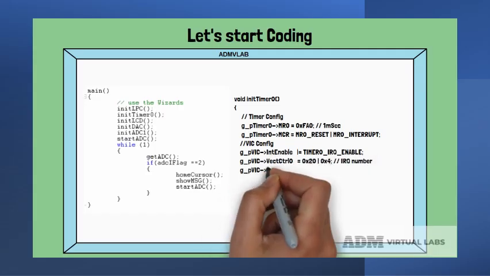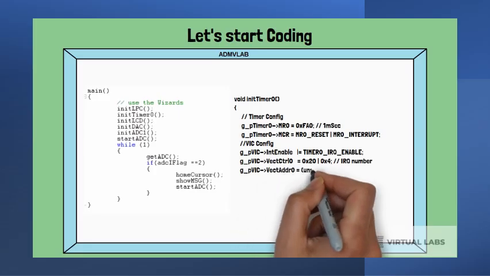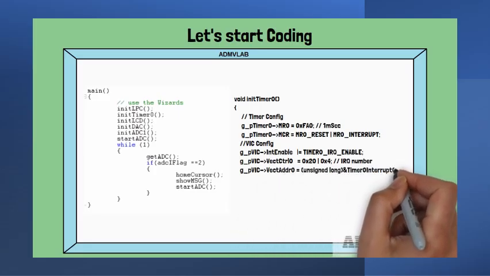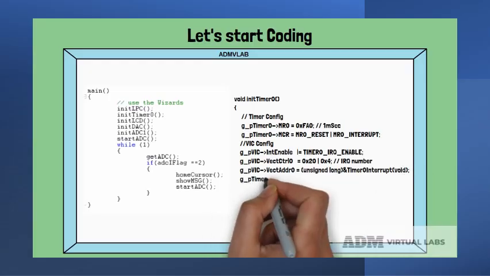The vector interrupt controller is programmed with slot 0 for timer 0 interrupt and the vector address pointing to timer interrupt subroutine.